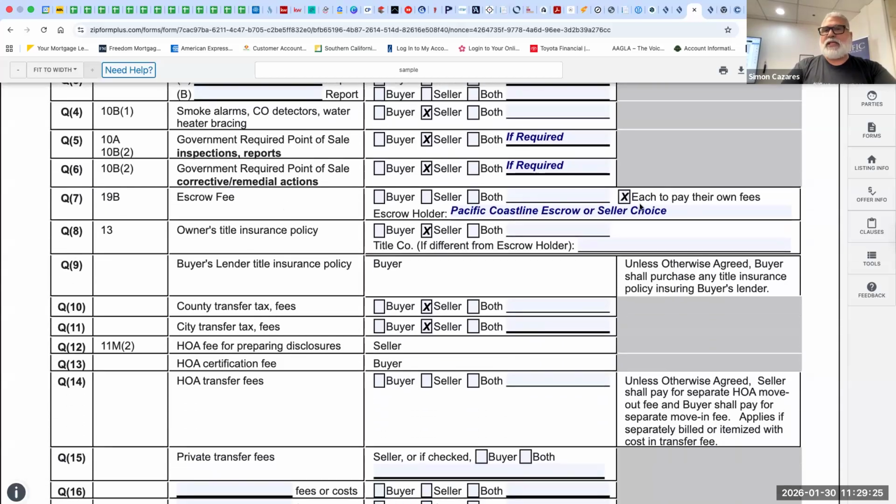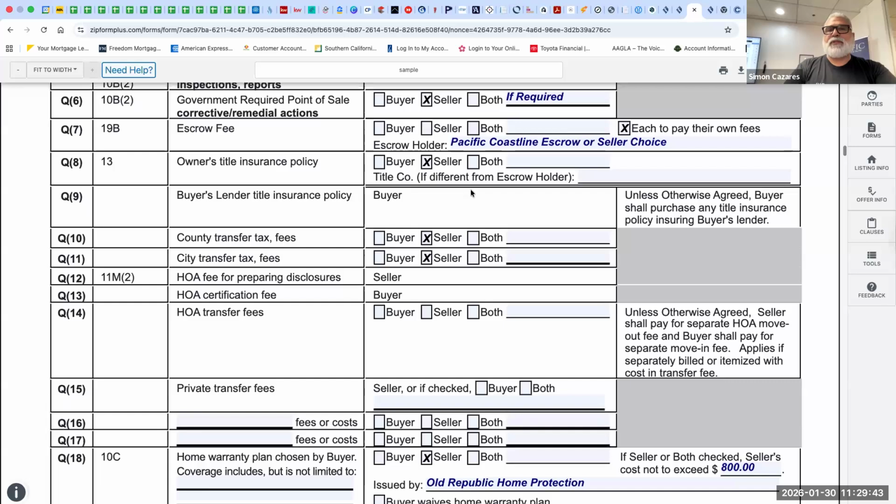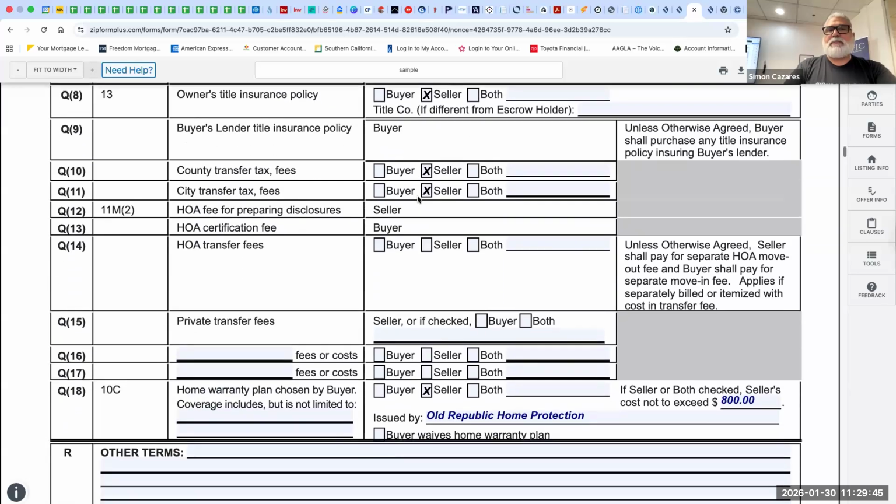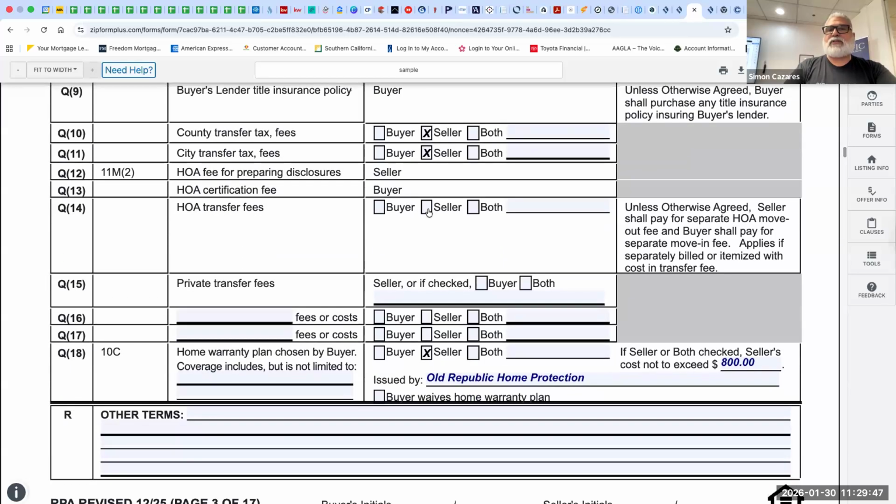Escrow, usually each to pay their own fees. The buyer usually pays a little bit more. So if I'm a seller, I'm not going to pay it 50-50 because I've seen it in the past, each to pay 50-50. No, the buyer pays more fees than the seller. So I want to say each to pay their own fees separately. Owner's title, seller usually pays. County, city fees, seller usually pays.